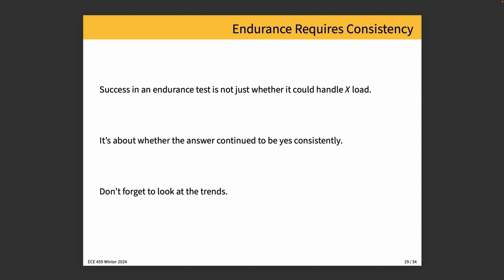And another thing to note is that in an endurance test, it's not really whether the system could handle X load, but whether the answer continued to be yes consistently across a long period of time. So it's not just, okay, it passed at the beginning and it passed at the end. How did it do all the way along? And what does the trend look like? It may have been fine from start to finish, but in the beginning it was doing very well, and near the end it was close to the limit of what we consider acceptable. That trend might actually be interesting.